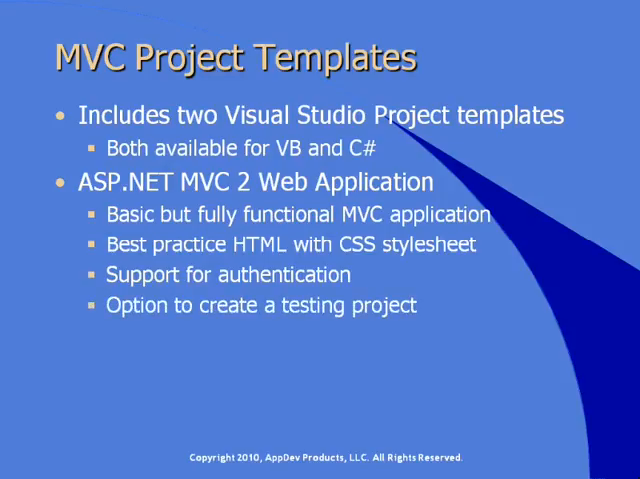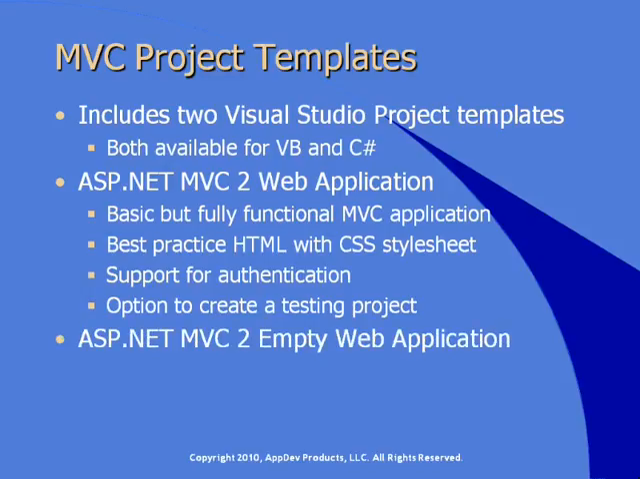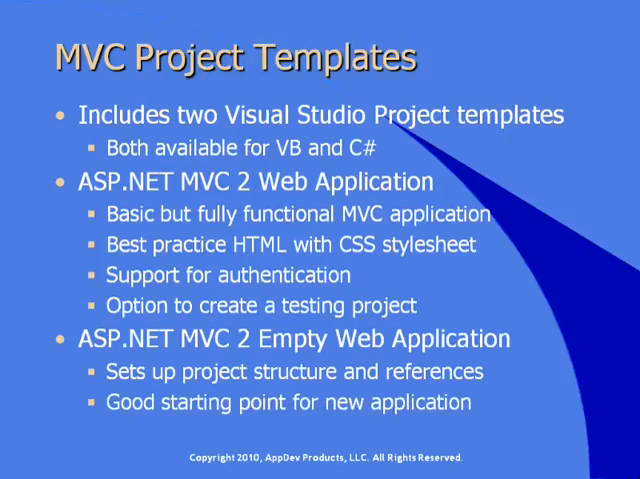This template gives you the option of creating a tests project in addition to the main application project so that you can write unit tests. The Empty Web Application template sets up the project structure, including folders for models, views, and controllers, and sets the references you need to the MVC framework. It provides a really good starting point for a new application that you'll develop from scratch, including building your own CSS styles for views. If you want to create a unit test project with a project created from this template, you'll need to add that manually after you create the empty web application.